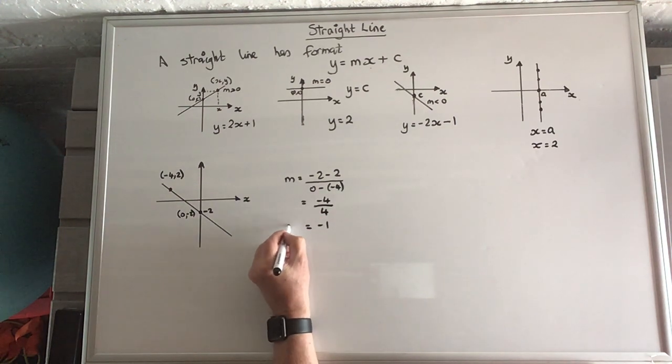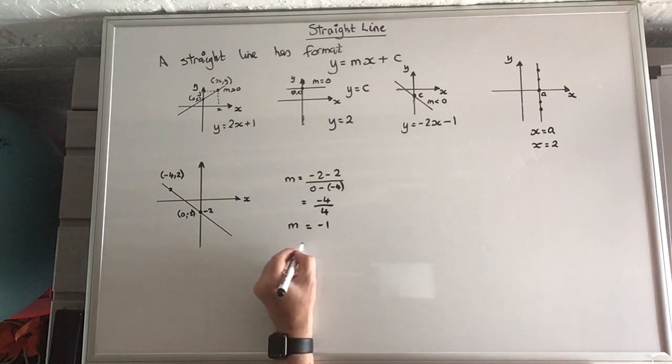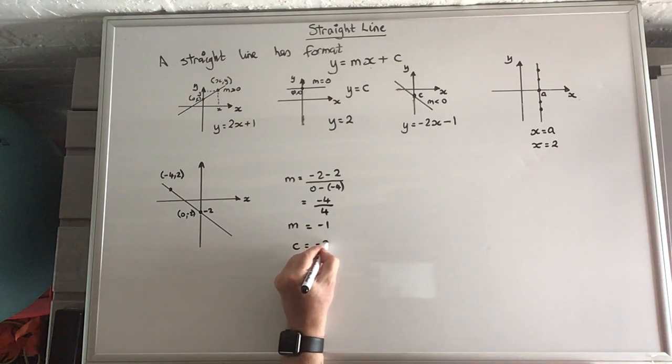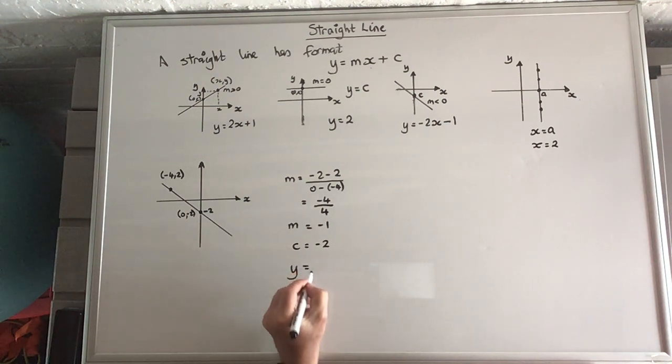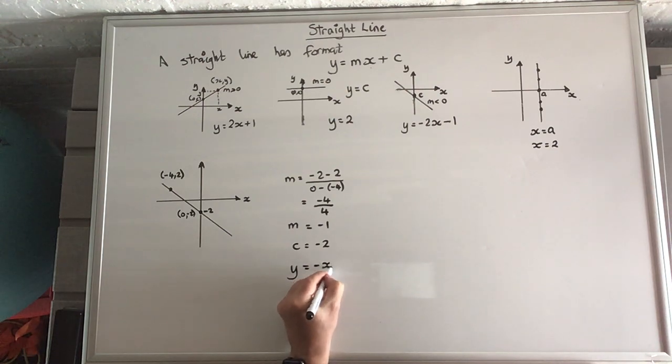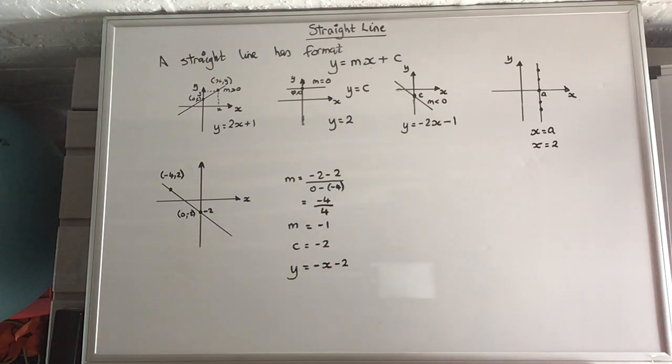So the gradient is negative 1. So we know that seems reasonable. Again, it crosses at minus 2. So my C value is minus 2. So final answer, y equals, my gradient is minus 1. So we just say minus x. The minus means minus 1x, but we'd never put the 1 in. Minus another 2. And that's our equation.